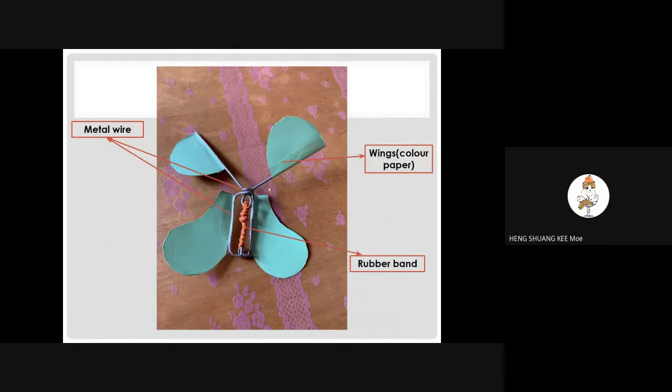Okay, this is the diagram of the butterfly that I made. This is the metal wire, and the wings are made from color paper, and this is the rubber band. We need to turn the metal wire around, and then the rubber band will twist, and then when we release it, it will fly.